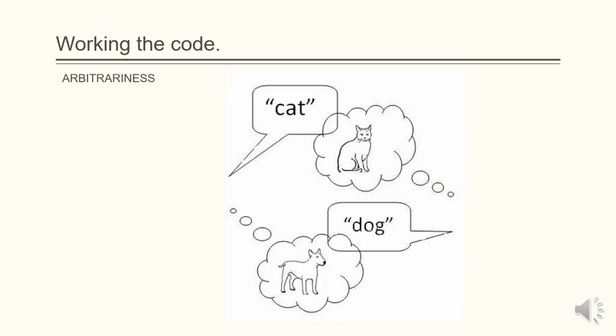So here, regarding the code, one of the features of the code is arbitrariness. We have already dealt with this feature previously. It is the non-natural relationship between the linguistic sign and the element that the linguistic sign is naming. For instance, there is no natural connection between the word cat and the animal. It is a relationship that is culturally established.